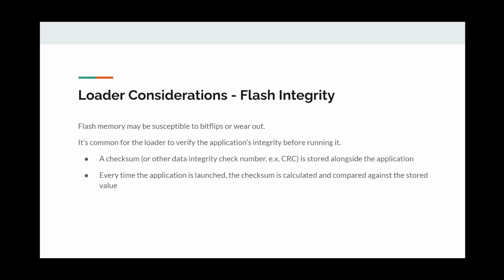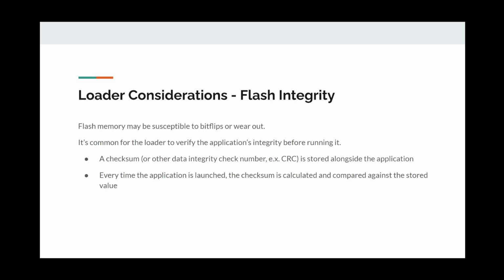We want to make sure that whatever application flash we load is actually the flash that we compiled it to be. Now, coming back to that comment I made earlier where flash memory can be susceptible to bit flips or it can wear out if it's written to repeatedly, it's common for a loader to verify the application's integrity before running it. What that basically means is we want to check over the application flash and say, hey, we are running the same thing that we were told to run. And the way we're going to do that is have a checksum or some sort of other data integrity check like a CRC and store it alongside the application.